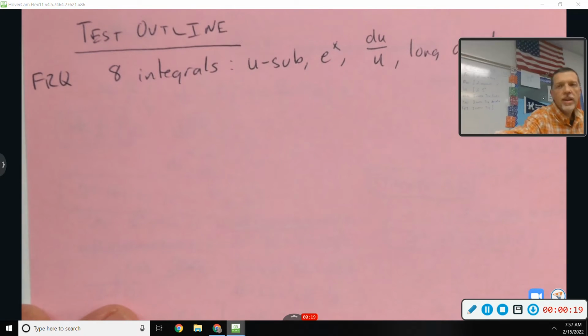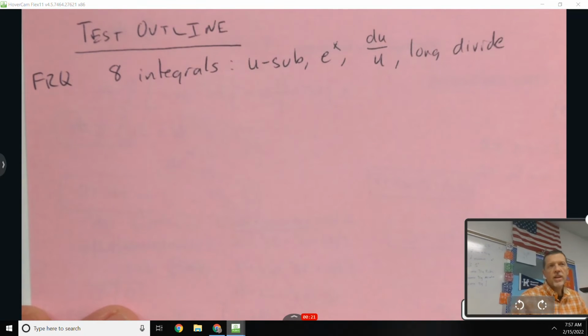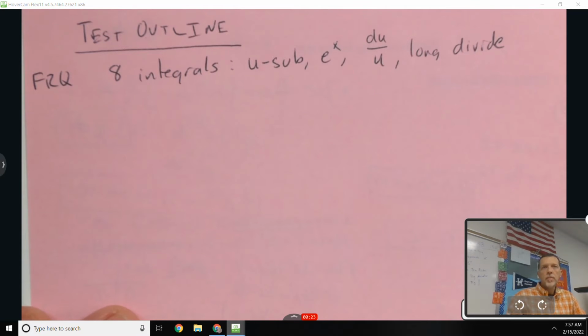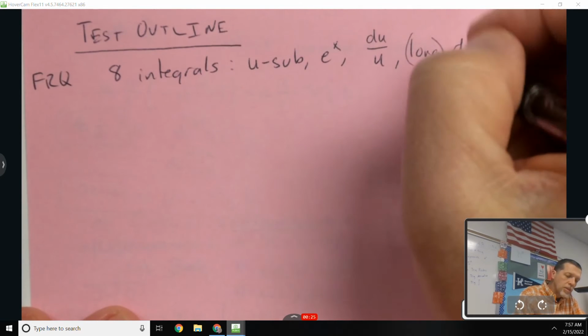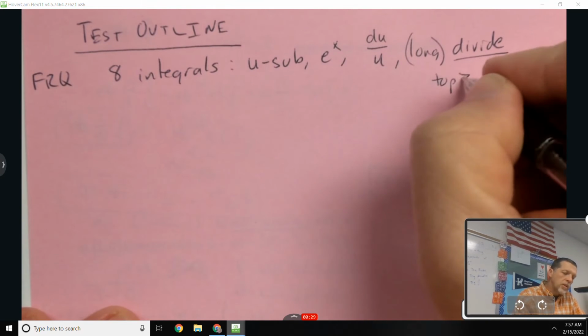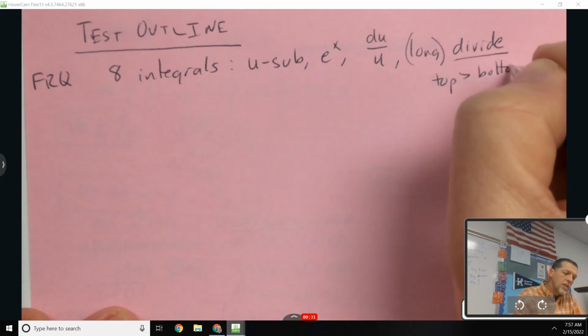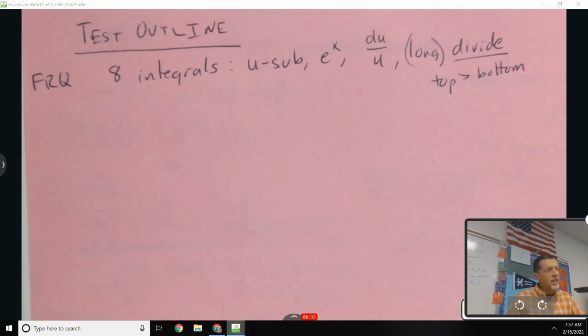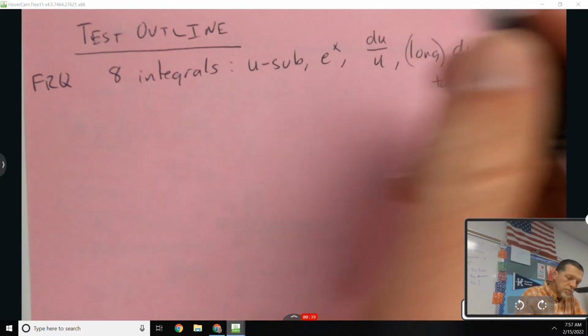Long divide. When do you have to long divide? Well, I guess you always have to long divide, but when the top degree is greater than the bottom degree, then you have to long divide. And even then, that's not your answer. That's what you then take the integral of after you long divide or synthetic divide.